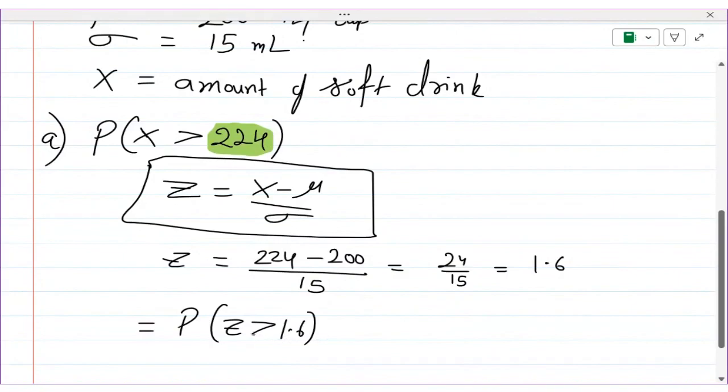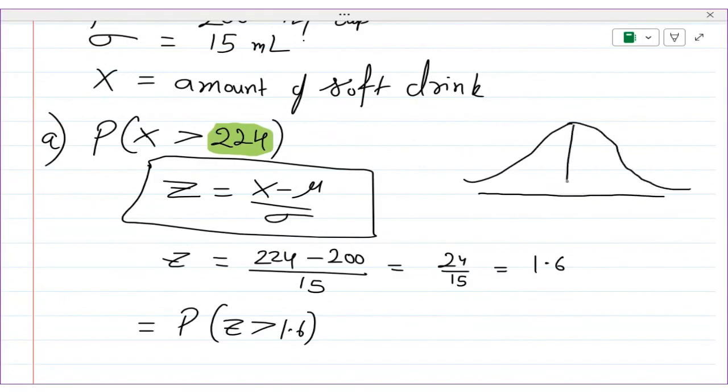This value will be given to us in the exam. Either we will be directly given that the probability of z greater than 1.6, or we may be given the probability between 0 and 1.6. Sometimes whatever is asked in the question is directly given in terms of z. It depends on the examiner what is given to us.